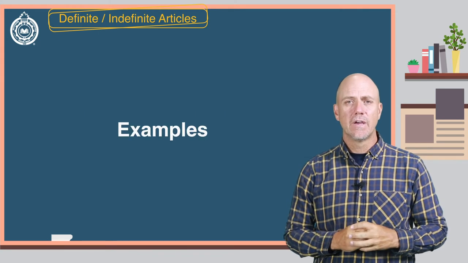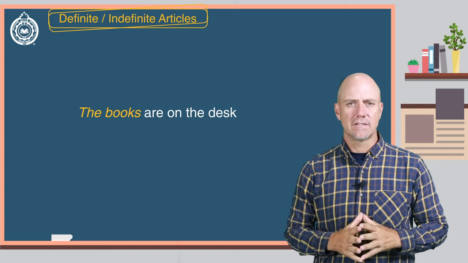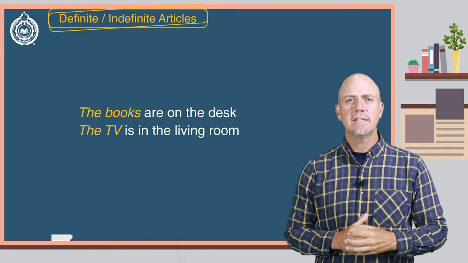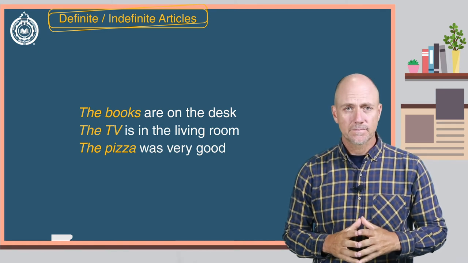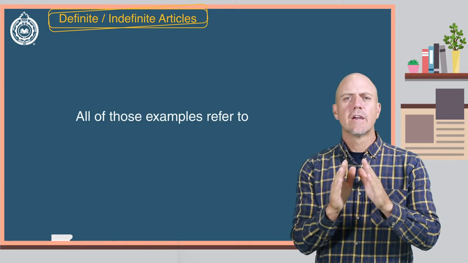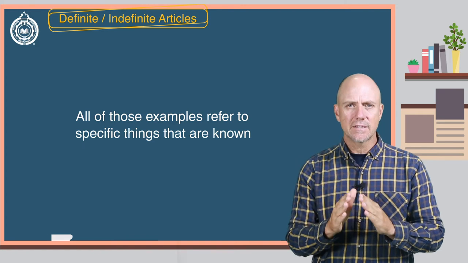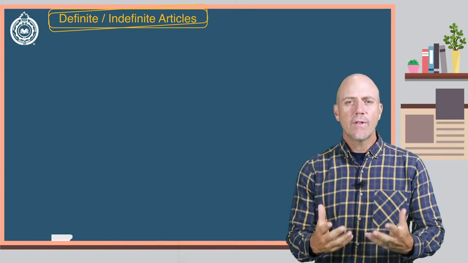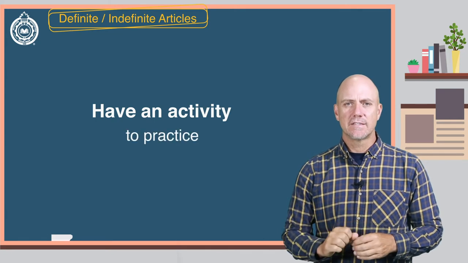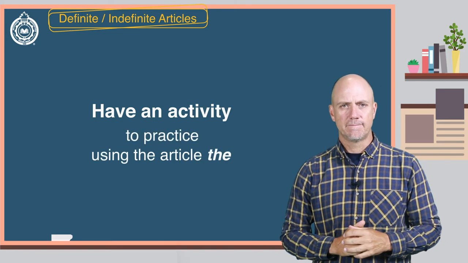Here are some examples. The books are on the desk. The TV is in the living room. The pizza was very good. All those examples refer to specific things that are known. The video will now stop, and you will have an activity to practice using the article the.